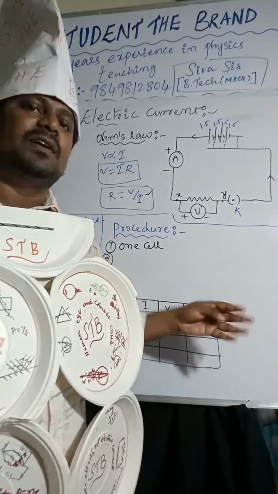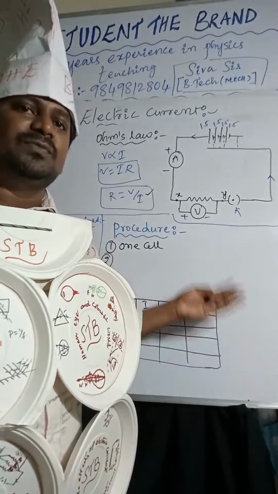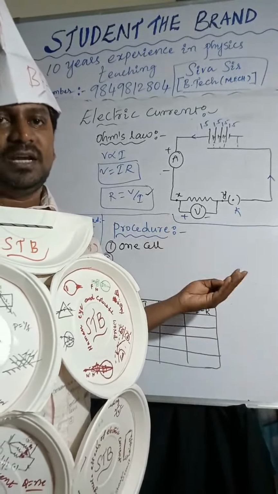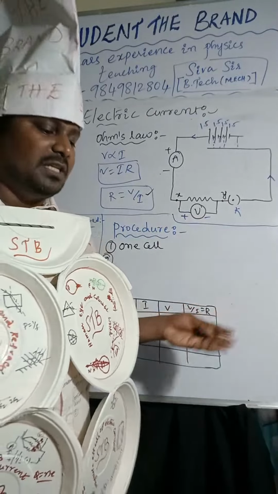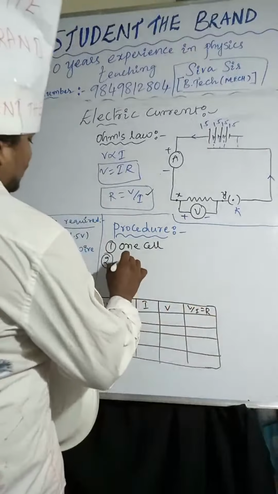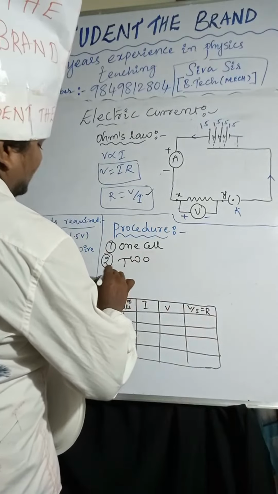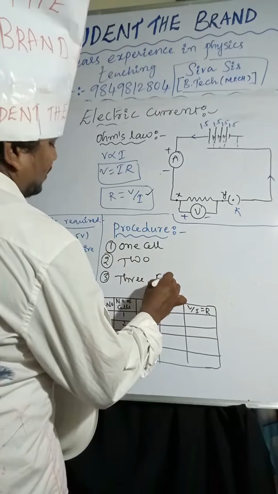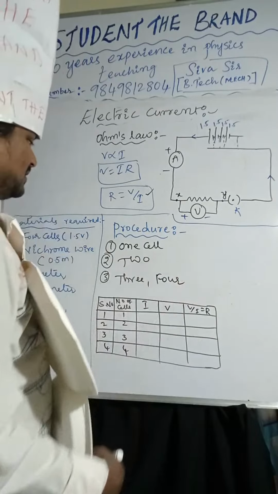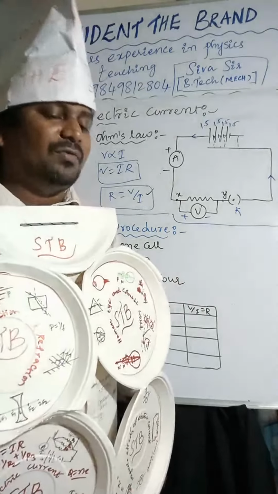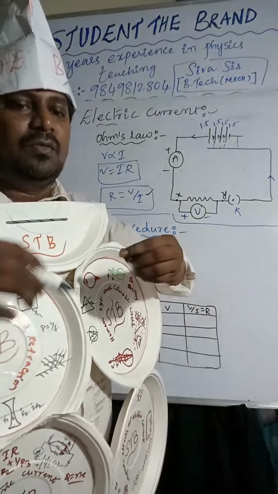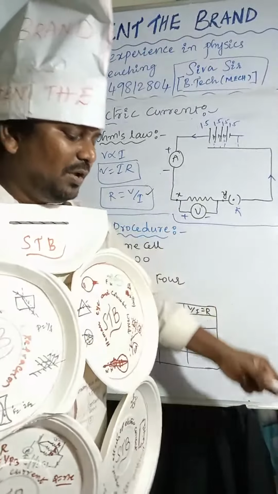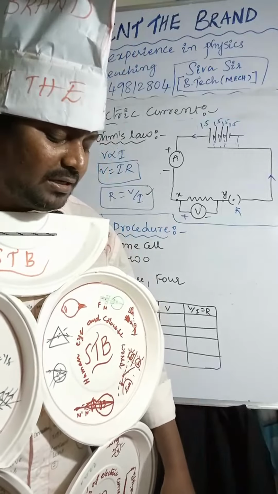Repeat the process for 3 and 4. So for 3 cells and 4 cells you have to repeat the same process: connect and note down the reading of the ammeter and voltmeter. After noting down, you can mention the readings in the tabular form.